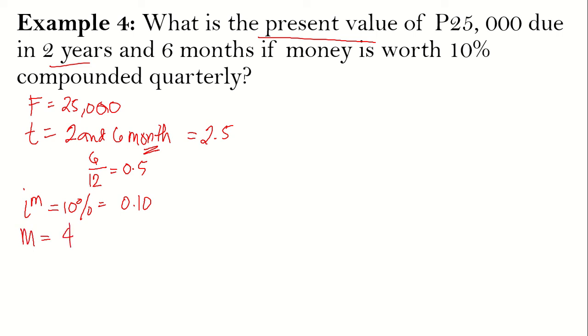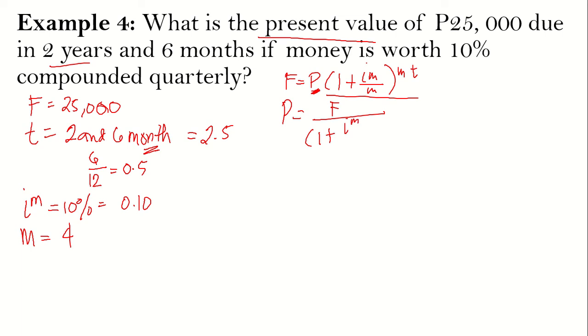So, since ang given natin na formula, future value equals P times 1 plus IM over M raised to MT. And we are solving for P. We just simply divide this term dito sa left side. So, P is equal to F divided by 1 plus Im over m raised to mt. Ito yung magiging formula for the present value.